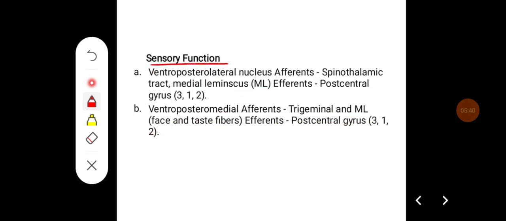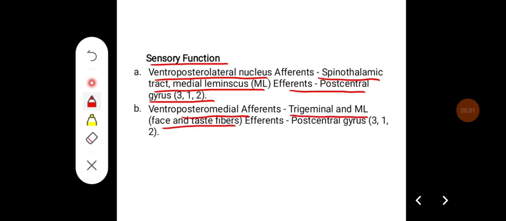The sensory functions are carried out by the ventral posterolateral nucleus, for which afferents come from the spinothalamic tract and medial lemniscus, and efferents go to the postcentral gyrus, that is areas 3, 1, 2. For the ventral posteromedial nucleus, afferents come from the trigeminal and medial lemniscus from the face and taste fibers, and efferents go to the postcentral gyrus, that is areas 3, 1, 2.